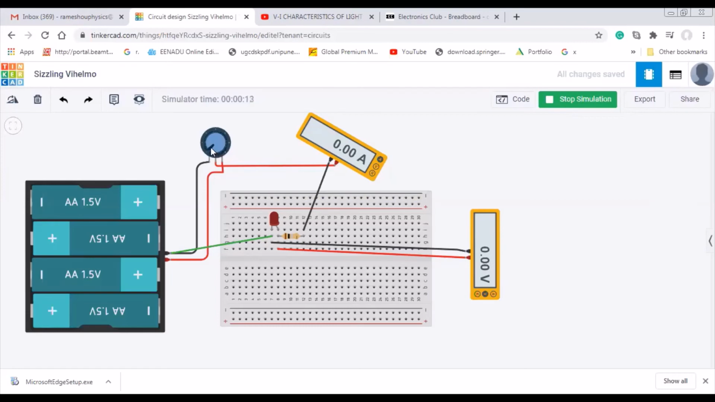Now I keep on increasing the voltage. That means I am varying the voltage supply to the LED. Now I am observing the current changes of the LED. By using the potentiometer, I keep on varying the voltage. For example, when we take 240 millivolts, there is no change in the current value. I increase the voltage to 600 millivolts, 720, 840. Even when we keep on increasing the voltage, there is no change.